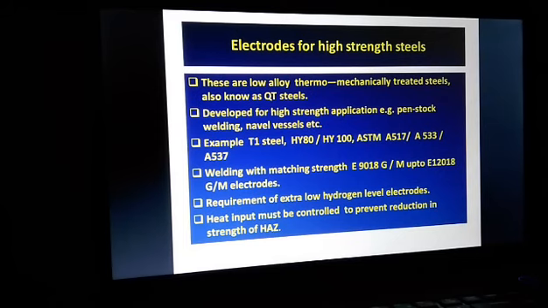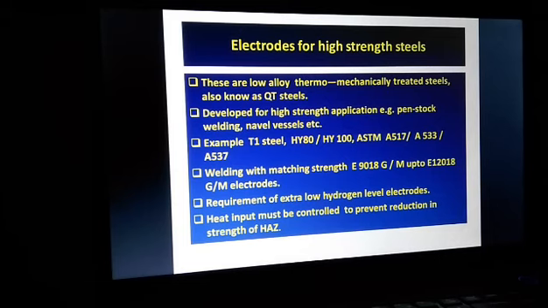Electrode for high strength steel. These are low alloy thermomechanically treated steels, also known as quenched steels, developed for high strength applications like penstock, welding, naval vessels, etc. Examples: T1 steel, HY80, HY100, ASTM A517, A533, A537.